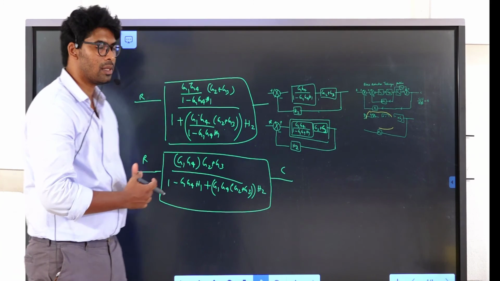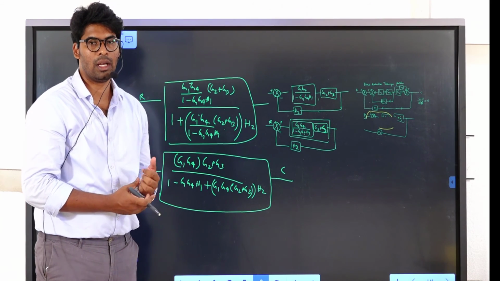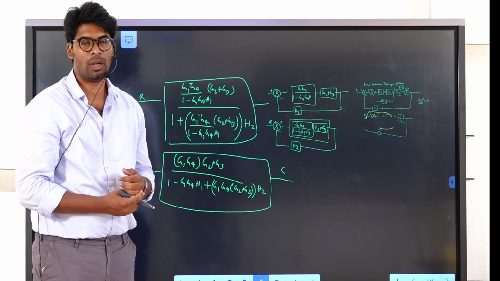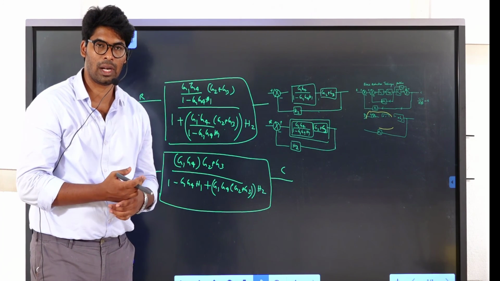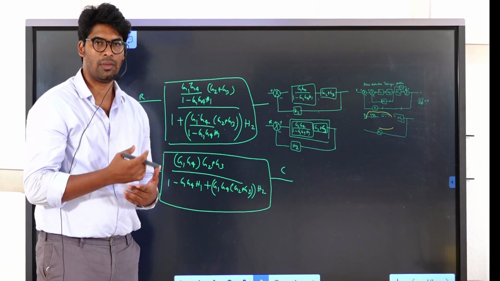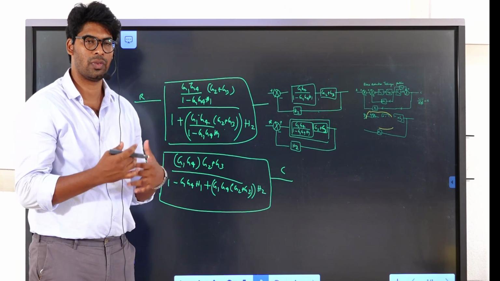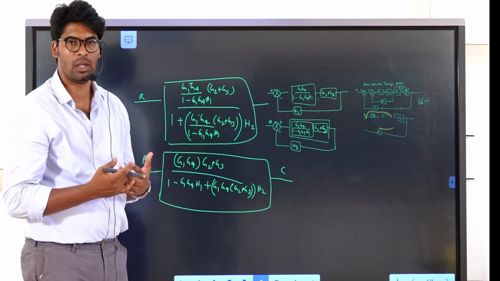In the next class, we will deal with another technique, Mason's gain formula. By knowing Mason's gain formula, we have the technique called signal flow graph. We will see how to represent the block diagram as a signal flow graph, and by using Mason's gain formula we will reduce the transfer function of a big system into a small system. Okay, thank you.